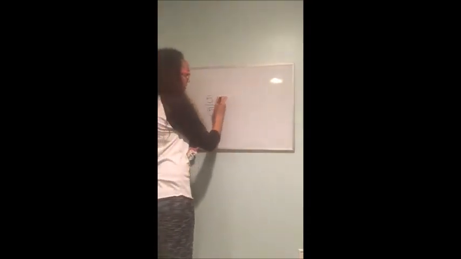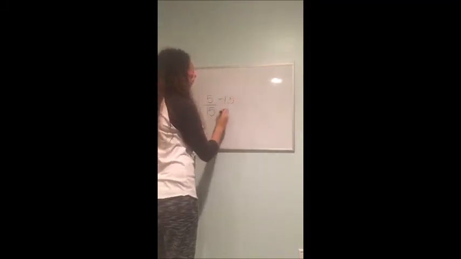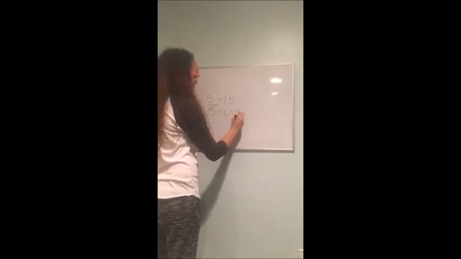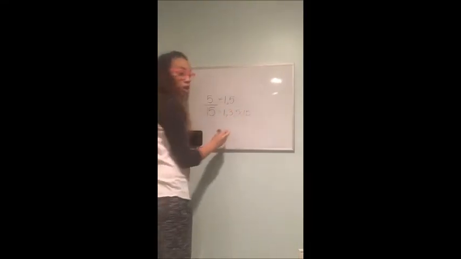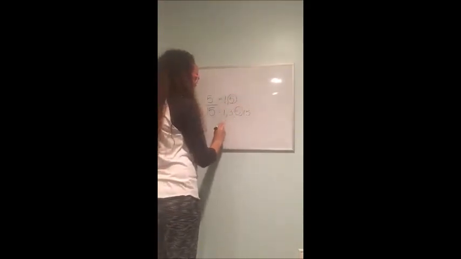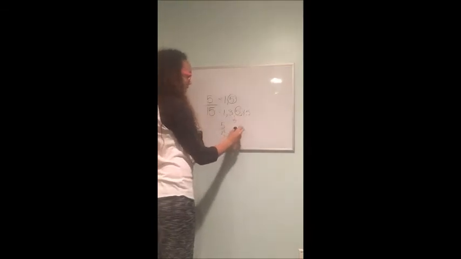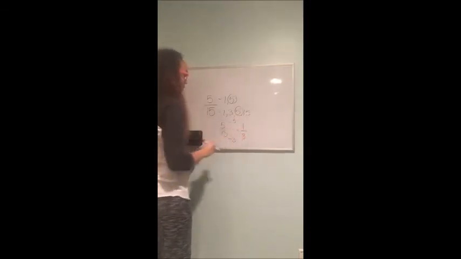So what we're going to do is list the factors of 5, 1 and 5, and the factors of 15: 1, 3, 5, and 15. Our greatest common factor is 5, so we're going to divide 5/15 by 5. 5 divided by 5, and 15 divided by 5. 5 divided by 5 is 1, and 15 divided by 5 is 3. Okay?